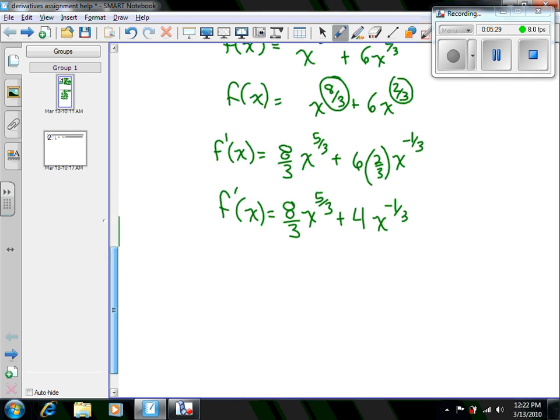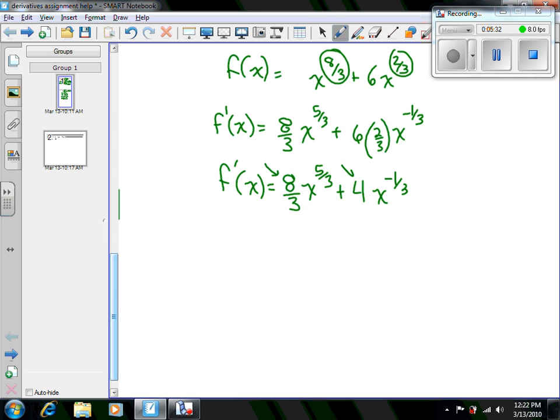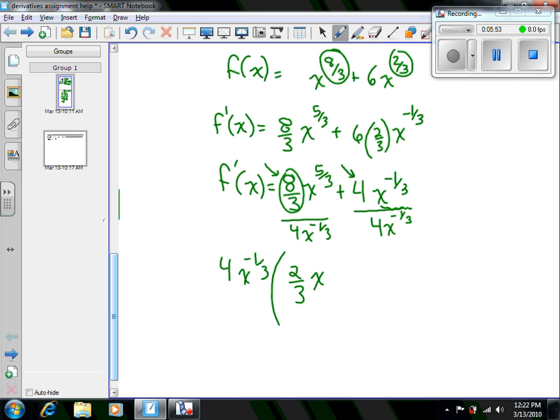I see a common factor of 4 that can come out with an 8 and a 4. And also I want to take out the highest power of x to the minus 1/3. So if I was removing a 4 x to the minus 1/3 from each of the terms, then I would write my 4 x to the minus 1/3 out front. That would leave 2/3 from the 8/3 left. And x to the 5/3, subtract a negative 1/3, is 6/3. That is x squared plus 1.